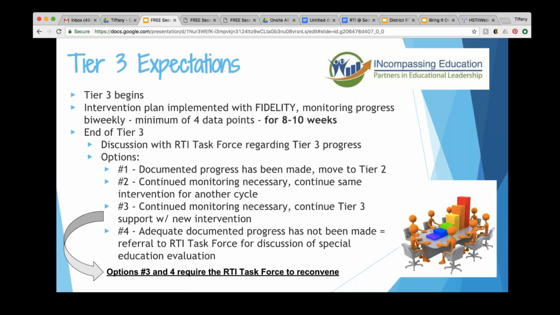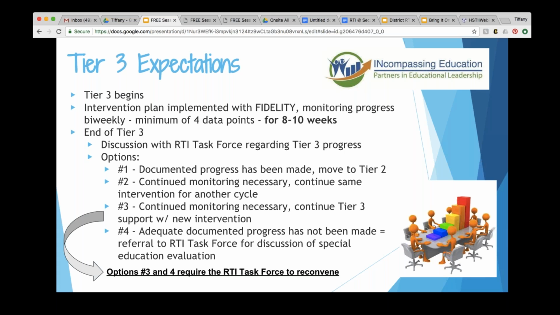That intervention plan is going to be implemented with fidelity. There's that word again. You're going to again be monitoring progress bi-weekly for a minimum of 4 data points during that 8 to 10 week time period. At the end of Tier 3, you're going to get back with that RTI task force regarding Tier 3 progress, and again, you have some additional options.